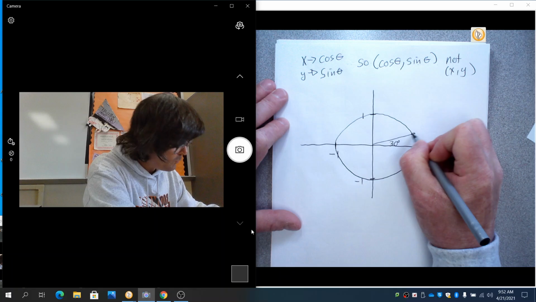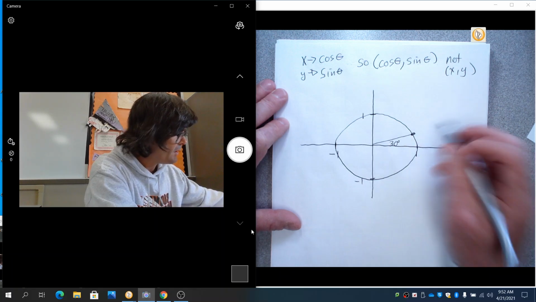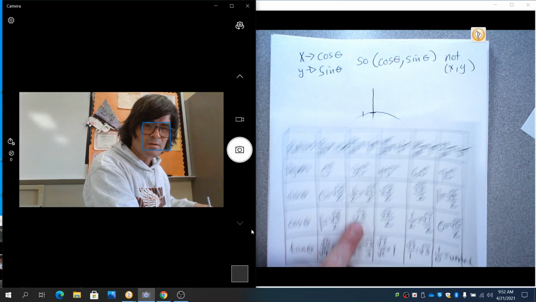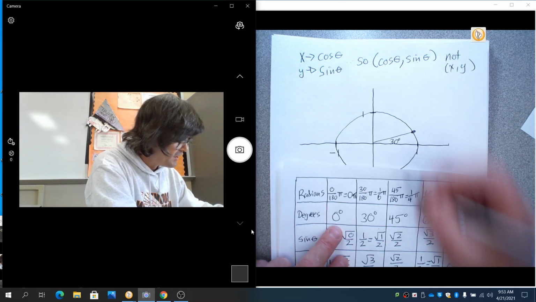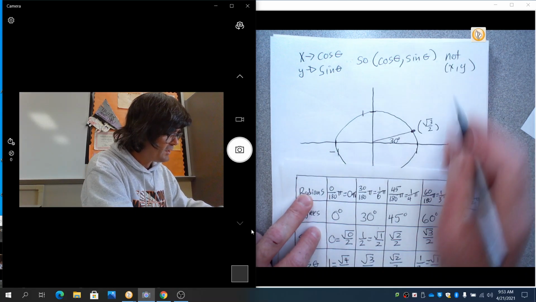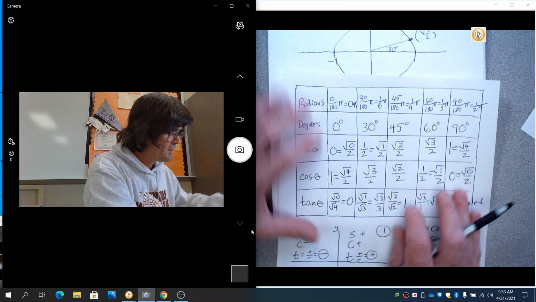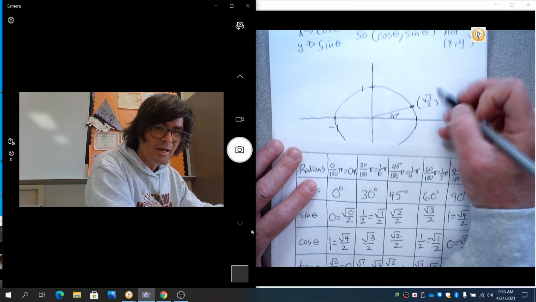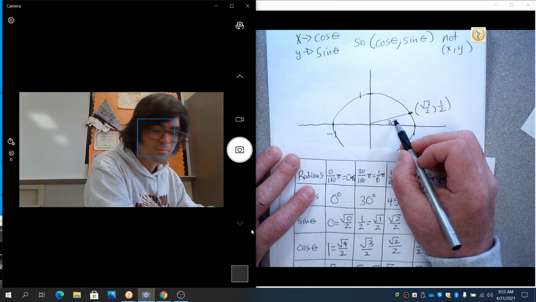We did that one earlier, 30 degrees. What is cosine of 30 degrees? Well, it's root 3 over 2. So this point is going to have an x value of root 3 over 2. And then what was sine of 30 degrees? Sine of 30 degrees was 1/2. So this is going to be 1/2. So this just tells you what the sine and cosine is at that angle.